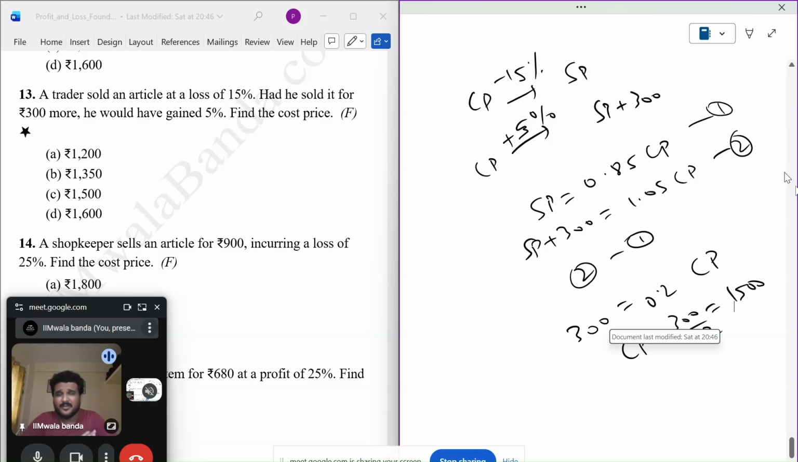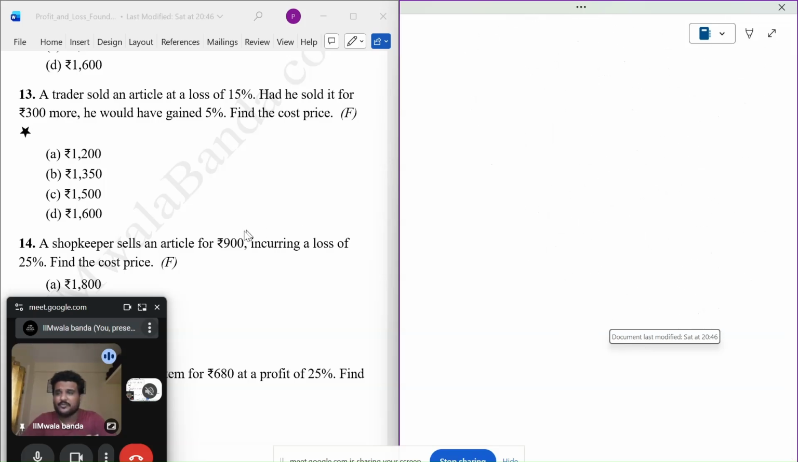Why have I marked it with a star? Because I wanted you to use this way of solving.